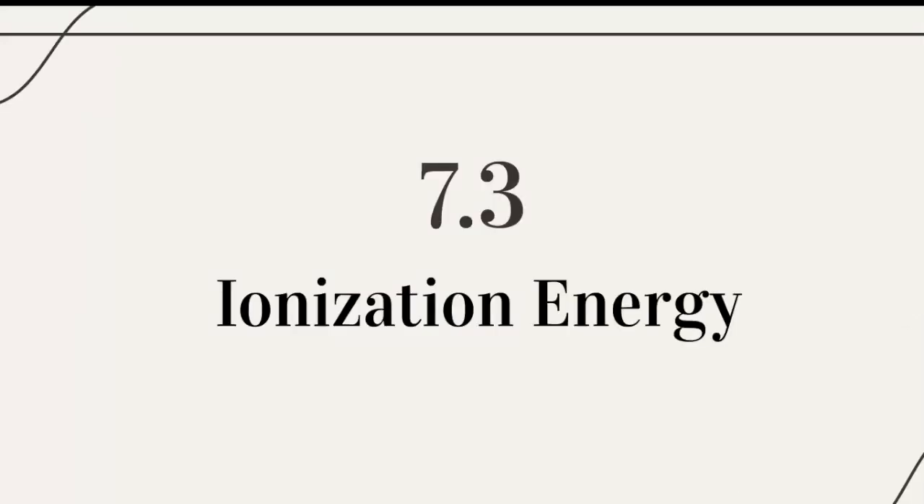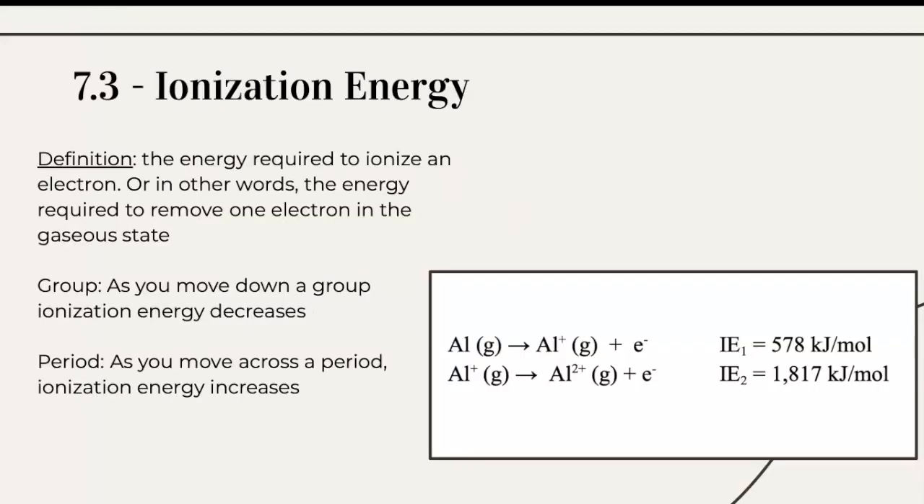Now moving on to ionization energy. Ionization energy is the energy required to ionize an electron, or in other words, the energy required to remove one electron from an atom in the gaseous state. Here you can see an atom in the gaseous state becoming a cation after it loses an electron, with energy needed to yank that one electron away.